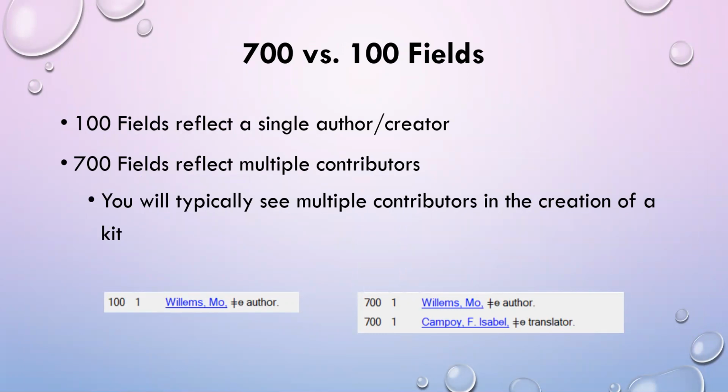And as we had mentioned earlier, kits tend to have multiple authors and/or creators. Because of this fact, when cataloging a kit, you will want to omit a 100 field and instead create 7xx fields to reflect all authors and/or creators that contributed to the creation of the kit's components. The left screenshot credits the primary creator, in this case the author of the book, whereas the right screenshot shows the multiple contributors credited in the creation of the kit. In this case, the DVD component has a translator for the 2 languages that were involved. So there is an English and Spanish version.